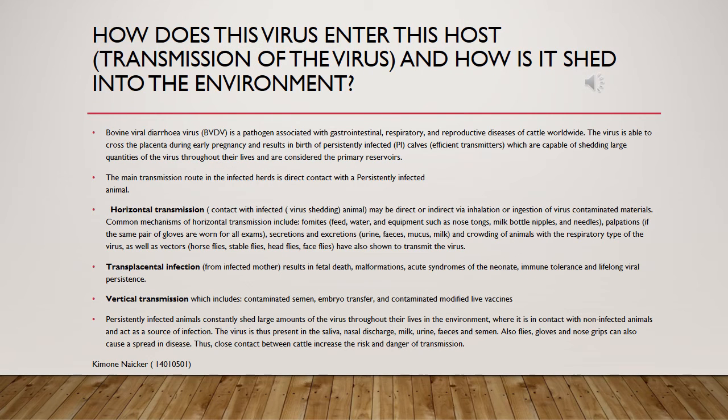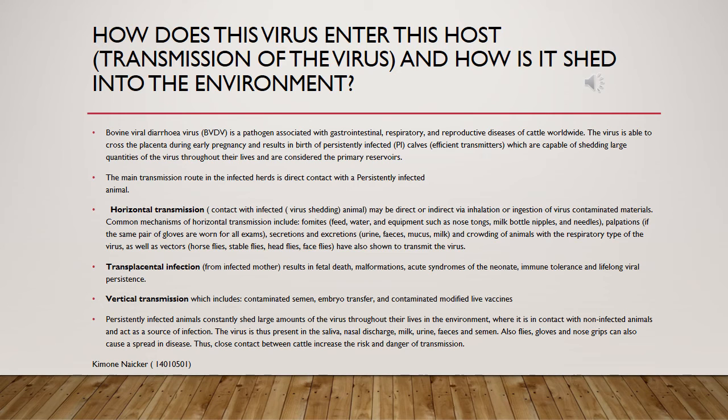Hi, my name is Kimone, and my topic was, how does this virus enter the host, and how is this virus shed into the environment? Bovine viral diarrhea virus is a pathogen associated with gastrointestinal, respiratory, and reproductive diseases of cattle worldwide. The virus can cross the placenta during early pregnancy and result in birth of persistently infected calves, which are capable of shedding large quantities of the virus throughout their lives and are considered the primary reservoirs.